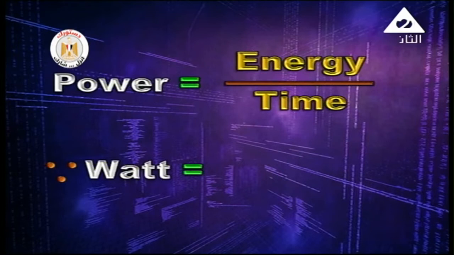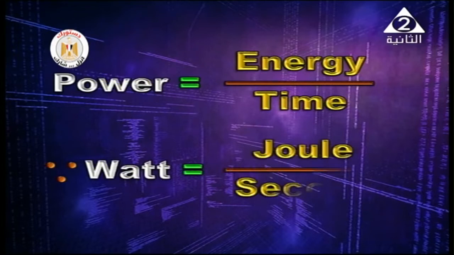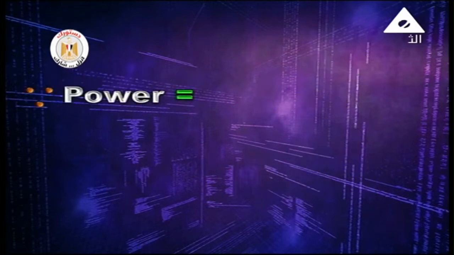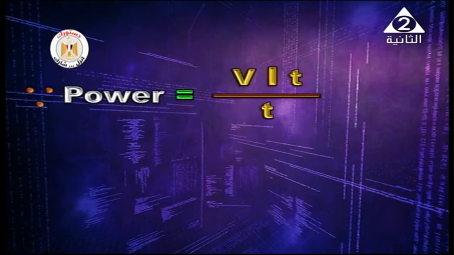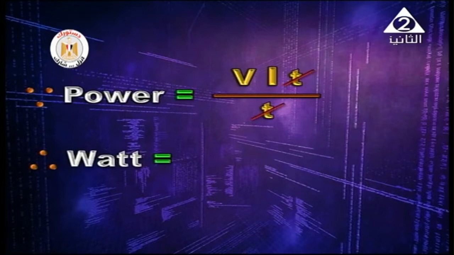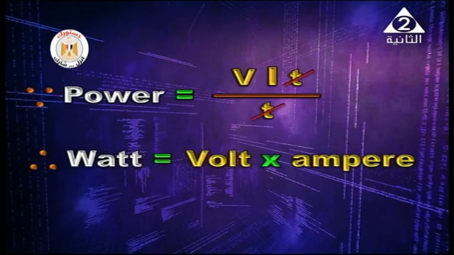And unit of power is watt, energy joule, and time is seconds. So watt equals joule over second. Since power equals energy over time, and of course time will be crossed out, the expression that gives the power is the product of voltage and current, VIT. So watt equals volt times ampere.